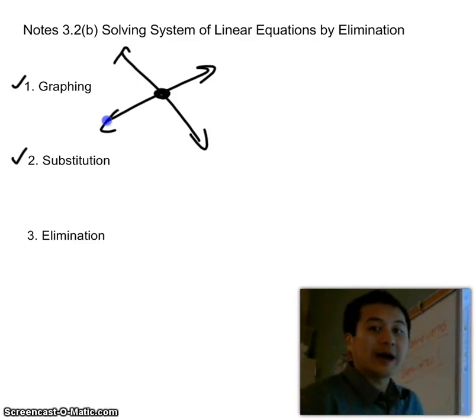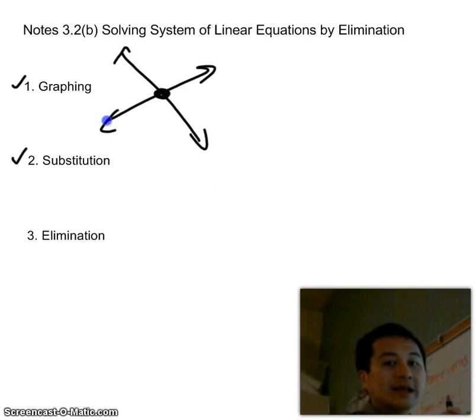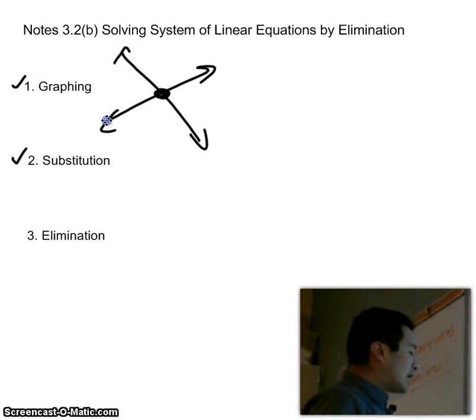What does substitution mean? You isolate a variable, get a variable by itself, then plug it into the other equation. And today we're going to learn elimination.